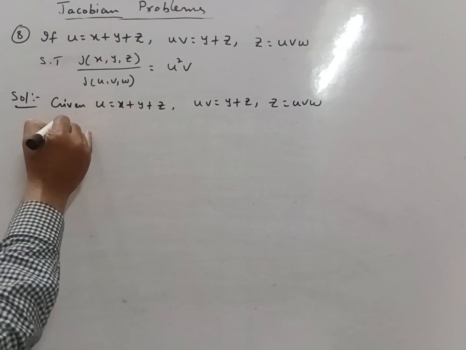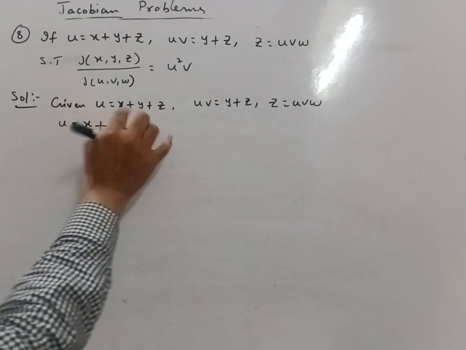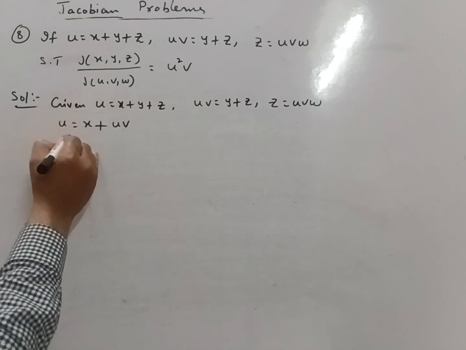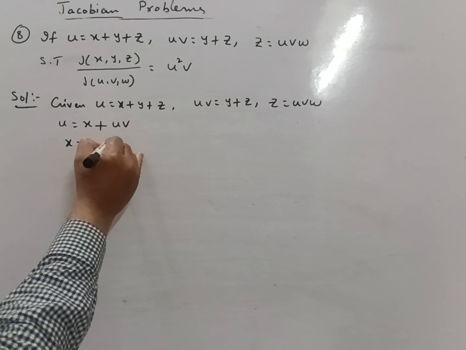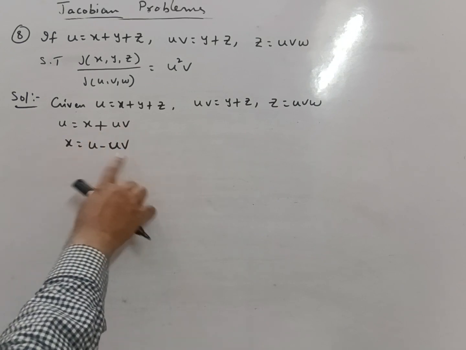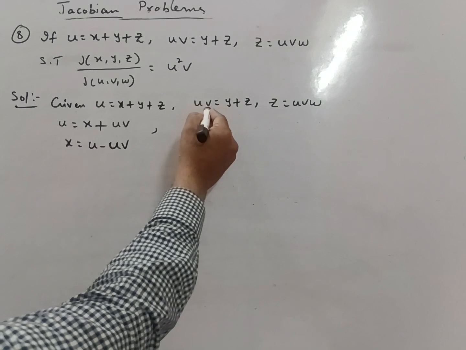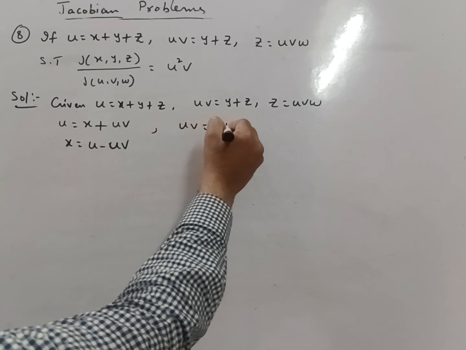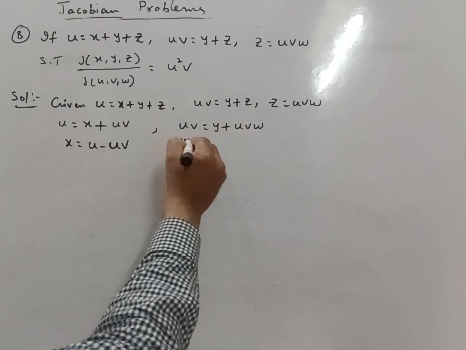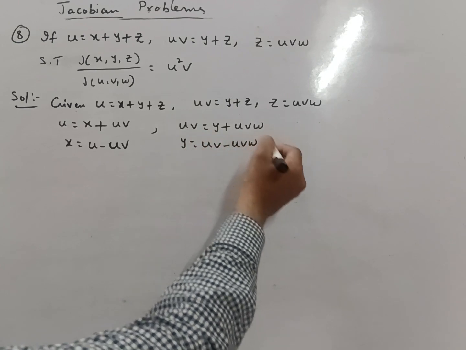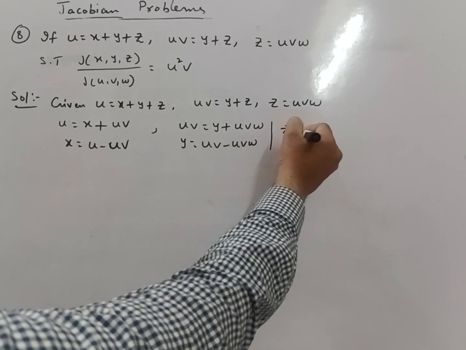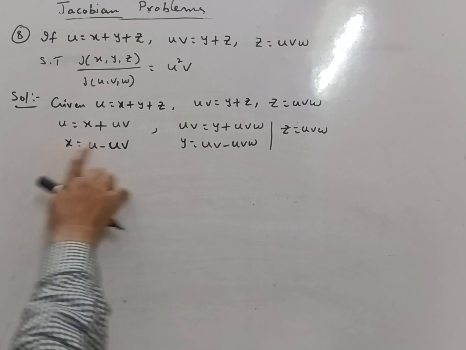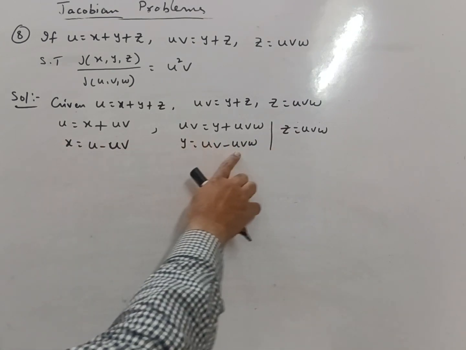So now, u is equal to x plus y plus z. What is the y plus z value? It is uv. Substitute here, so uv will come to this side: x is equal to u minus uv. So I got x in terms of u and v. Next, uv is equal to y plus z, and z is uvw, so uv is equal to y plus uvw. So y is equal to uv minus uvw. Right? Next, z is equal to uvw as it is. So here we found the values of x, y, z in terms of u, v, w.